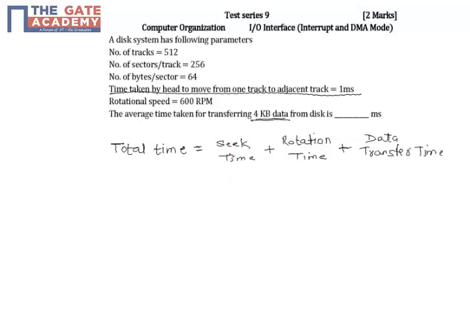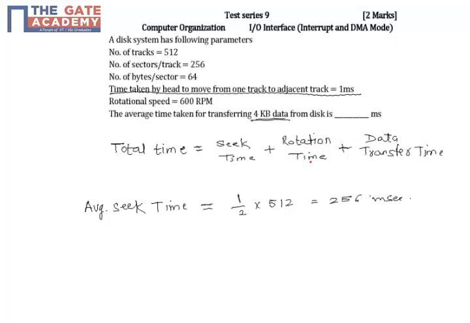The first one is seek time. The average seek time for the given example is given by 1/2 times the number of tracks times 1 millisecond, because on an average we will need to move the read-write head to half of the tracks, and here the number of tracks given is 512. So we multiply 512 by 1/2, and moving the head from one track to an adjacent track takes 1 millisecond. So on an average we will need 256 milliseconds for the seek time.